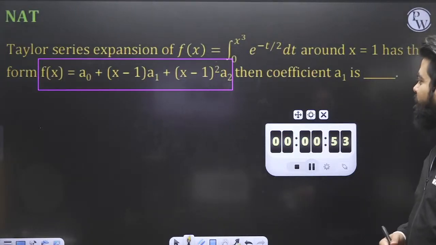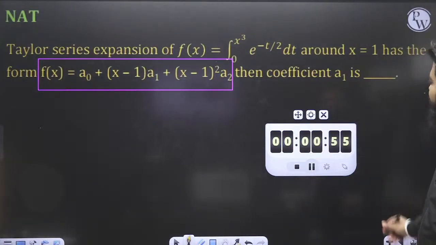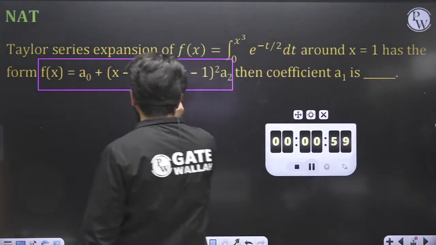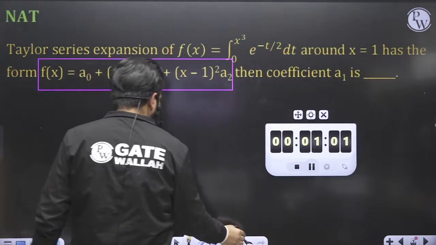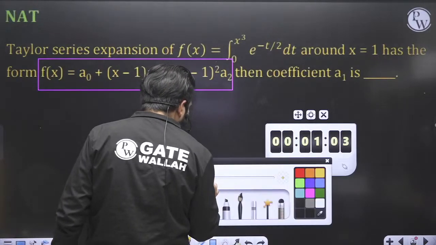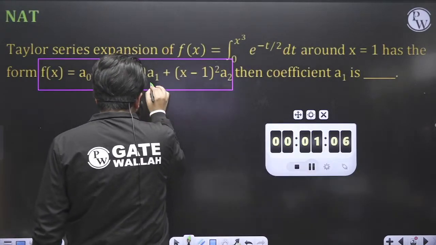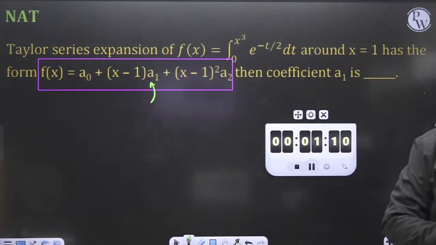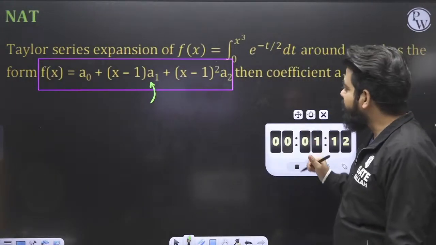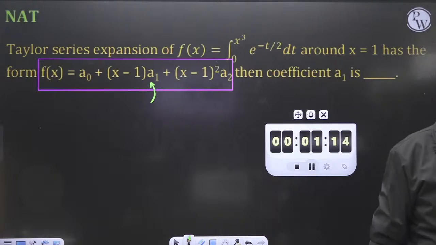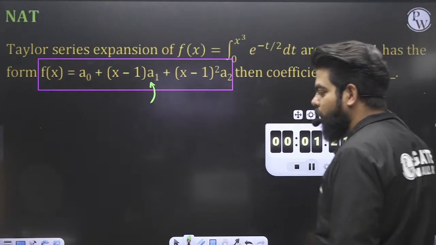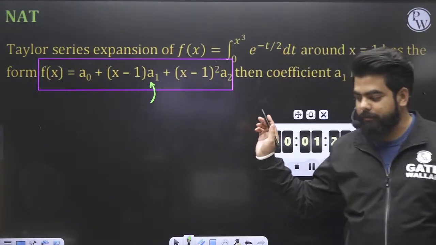Any answers from anyone? This is a NAT type question, so you have to tell the answer. The value of a1 is being asked. I'll give you a hint that you have to use the Taylor series, and at the same time you also have to implement the Leibniz theorem, which I have told you: the differentiation of a definite integration. I have told you one formula, so the same formula you have to apply here.